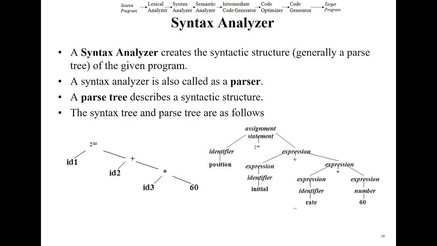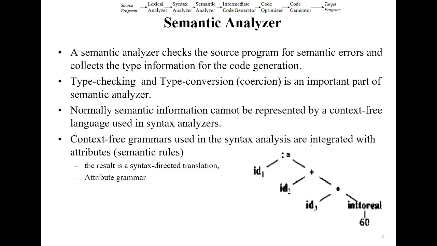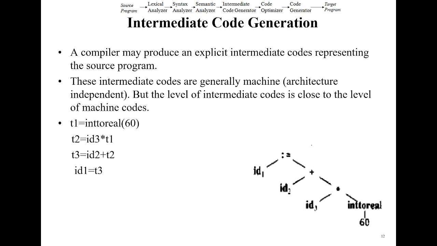Next, the syntax analyzer will check for the syntax of the given expression using the syntax tree. It is also called the parser. Next, the semantic analyzer will check the data type. So the type checking and type conversions will be handled in the semantic analyzer. Now ID1, ID2, ID3 are of real data type. 60 is of integer data type. So 60 will be converted to real.